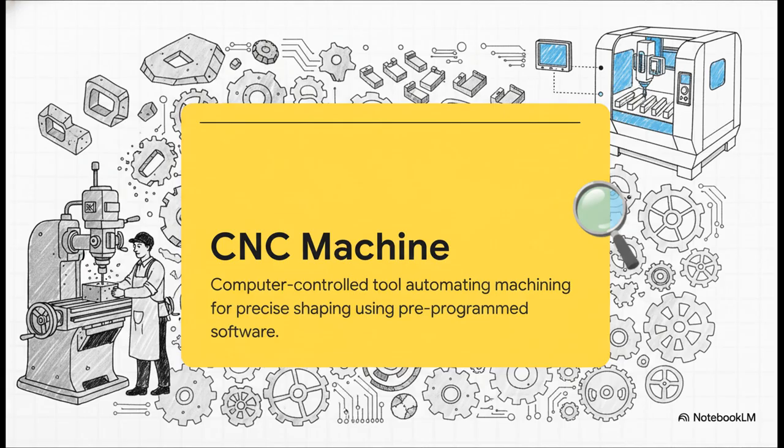Enter the CNC machine. CNC actually stands for Computer Numerical Control. Instead of turning wheels by hand, we let a computer drive the cutting tools using pre-programmed software. This automates the whole process, whether we're cutting metal, plastic, or wood. And the real magic here? It gives us perfect, repeatable, high precision every single time. So if we need just one custom metal bracket, or 10,000 of them, the CNC machine delivers identical results flawlessly.